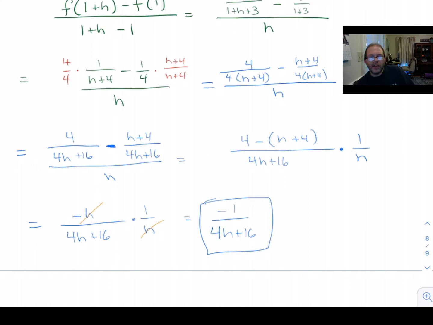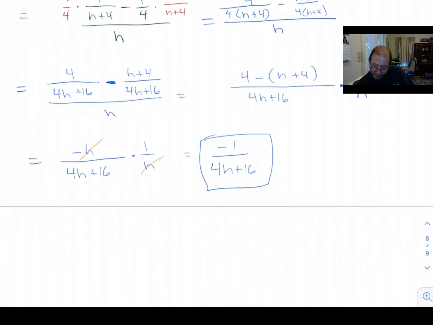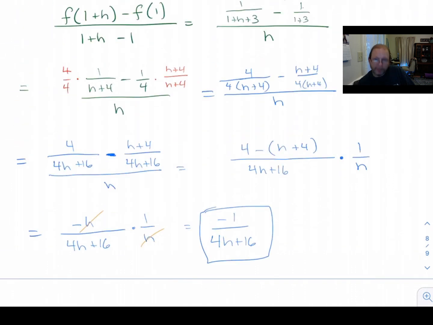So this one had a lot of algebra to do, but it was after plugging into the same original function, the same original formula for average rate of change. All right, that's it.